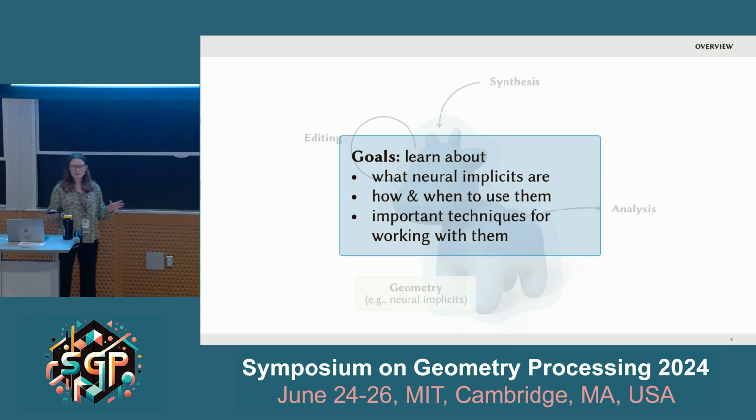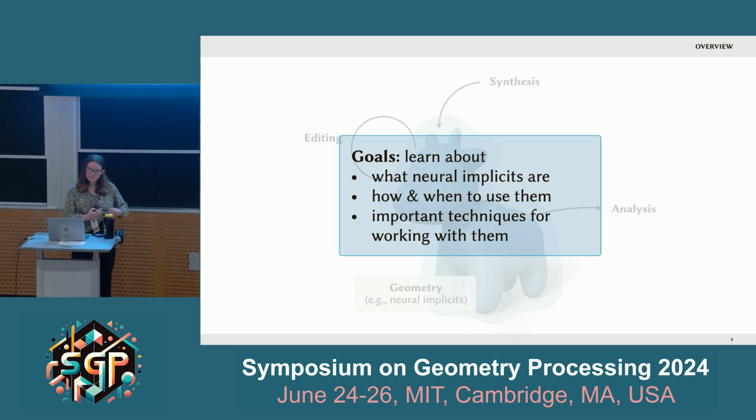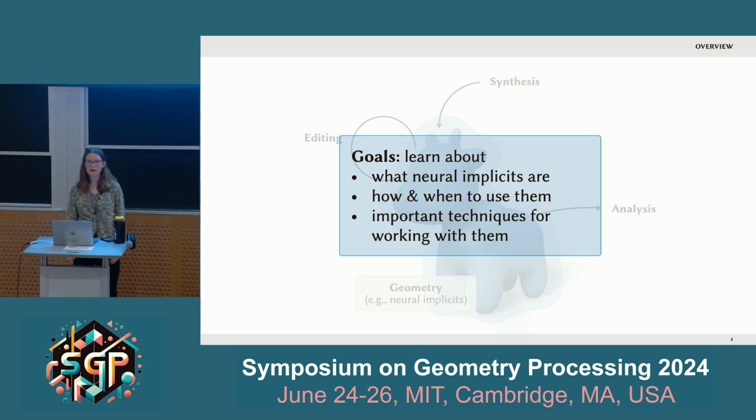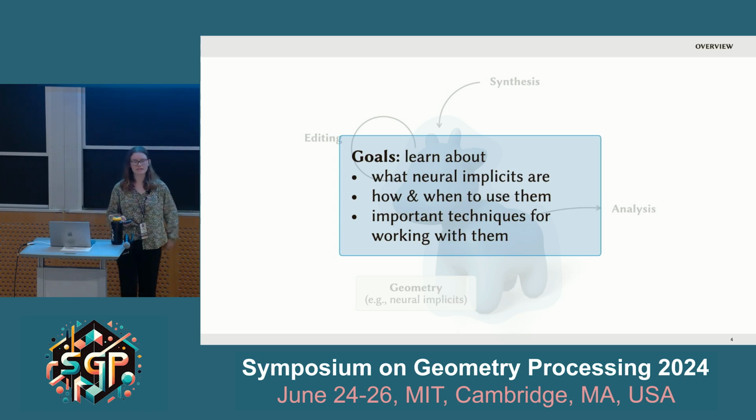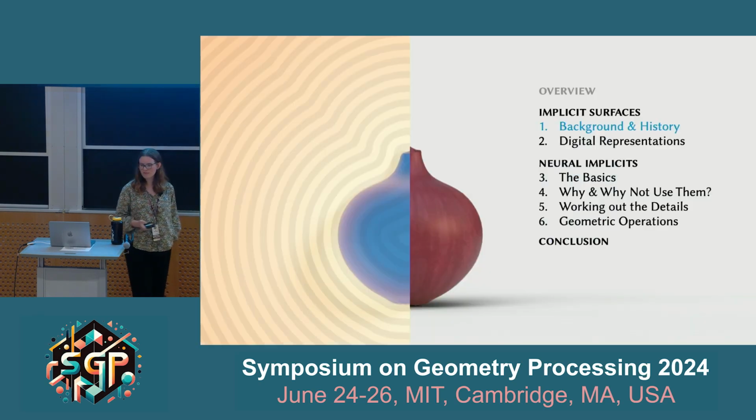So the goals of this part of the talk will be to learn about what neural implicits are, how we use them, and also when and when not we should use them. OK. So we're going to finally talk a little bit about the important techniques for working with neural implicits. And I'm hoping that even if you don't know much about implicits or about neural networks, you'll be able to learn enough from this talk that maybe you could use these representations in your own research.